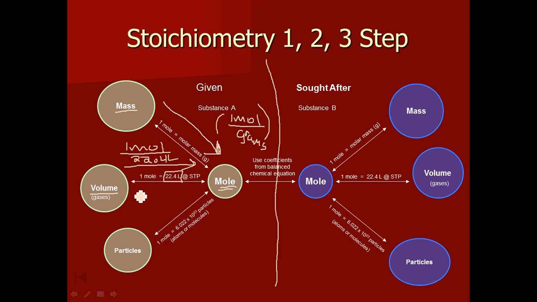Then lastly, let's say I'm going from particles to moles, so up this way. I'll draw this down here. I'm going to have 1 mole over 6.02 times 10 to the 23rd. So that's the 3 first conversions that we're going to do: mass to mole, volume to mole, or particles to mole.